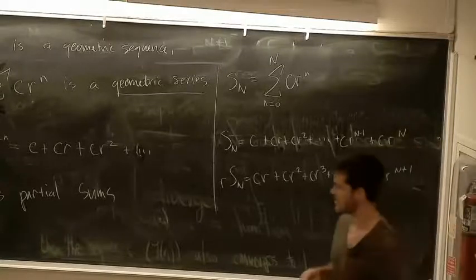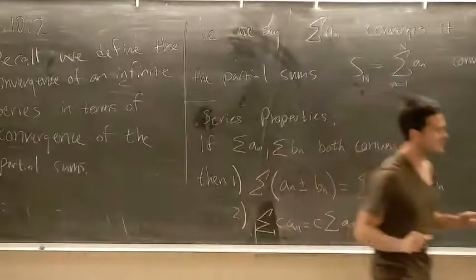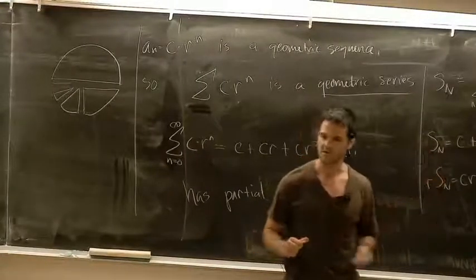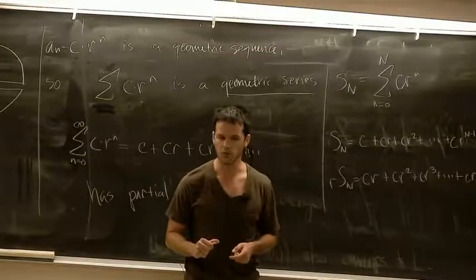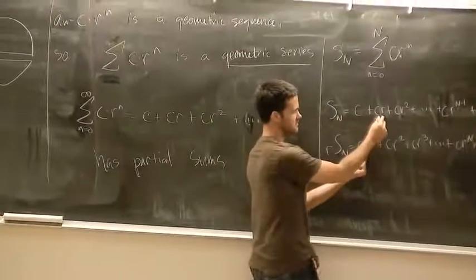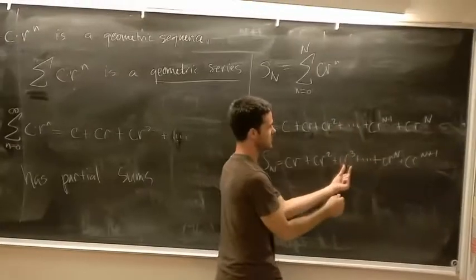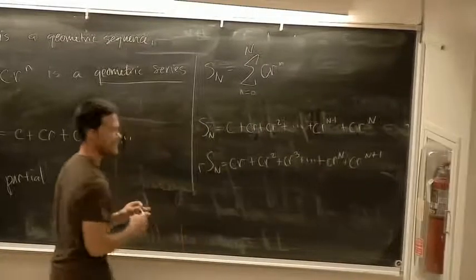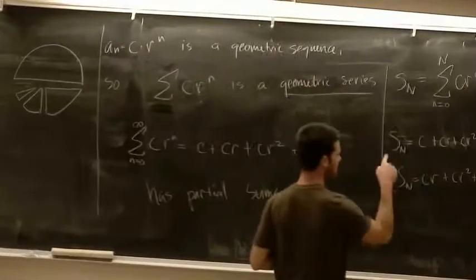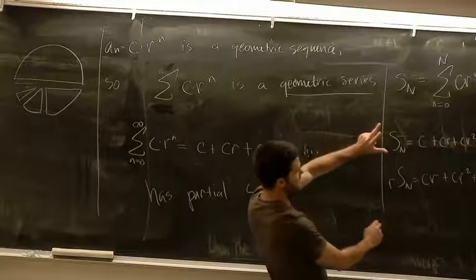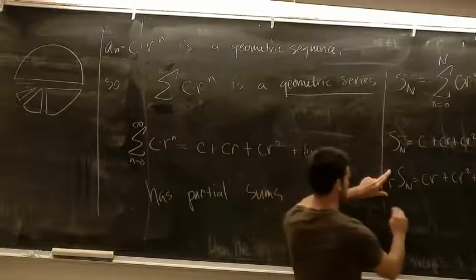Okay, great. And if you look at this for a second, you might notice that these two expressions have a lot of terms in common. In fact, almost all of them are the same, like this Cr, same as this, Cr squared. The next term would be a Cr cubed, Cr to the N. So if I subtract this minus this, on the left side, I'll do S sub N minus r S sub N.